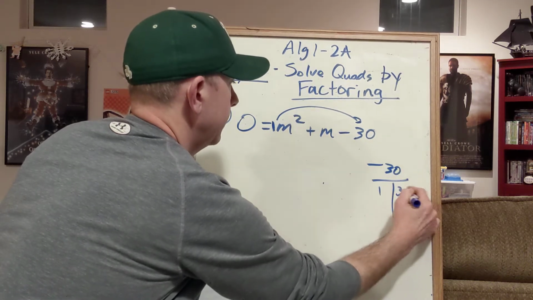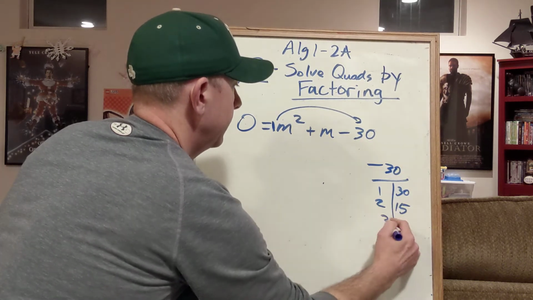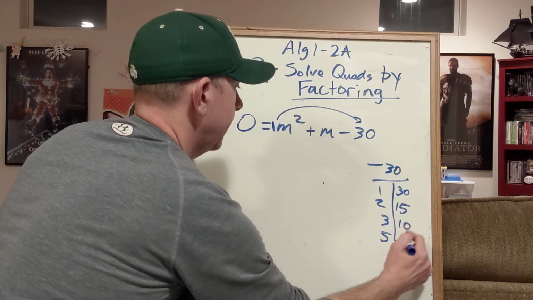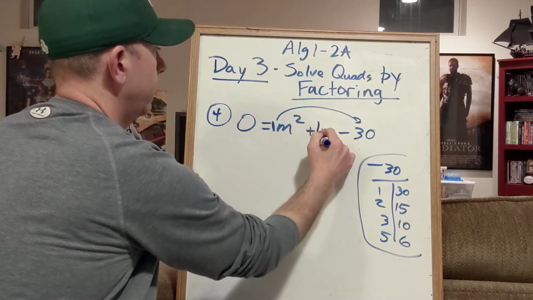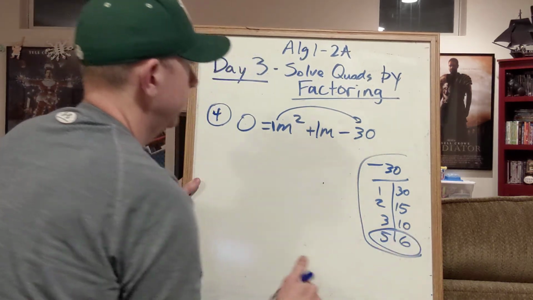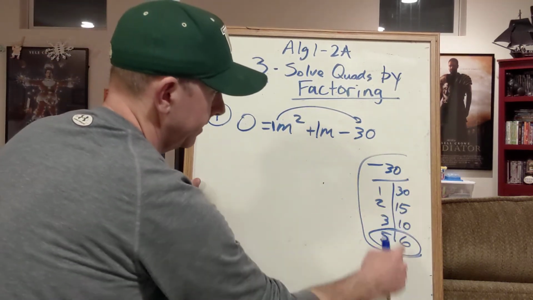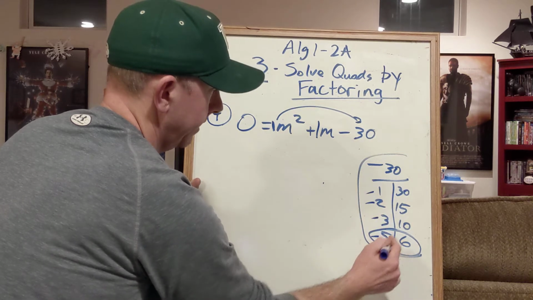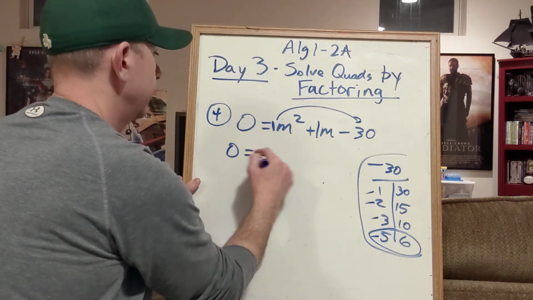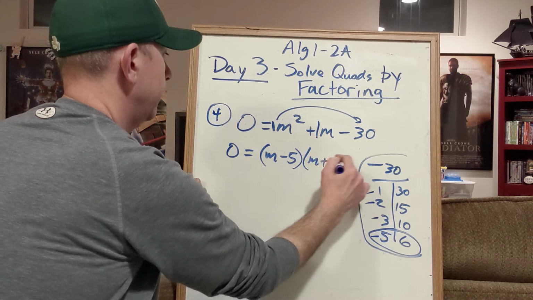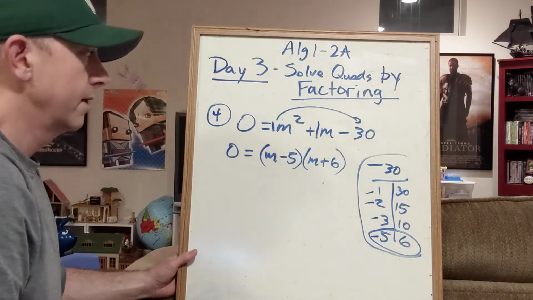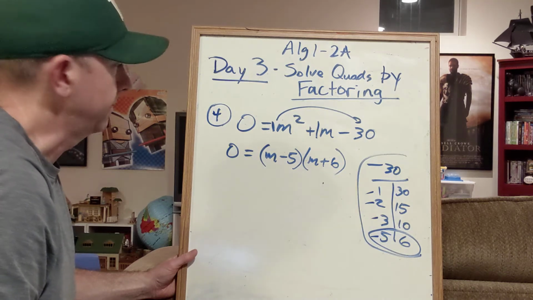You got 1 and 30, 2 and 15, 3 and 10, 4 doesn't work, 5 and 6. So we have to decide which one combines to this, which is really a 1. It's going to be the 5 and the 6, since it's positive in this column. This column would be all the negatives, so we want that. So 0 equals m minus 5 times m plus 6. And this is what we have. So that is the factored form.